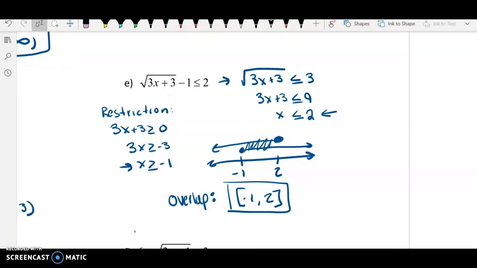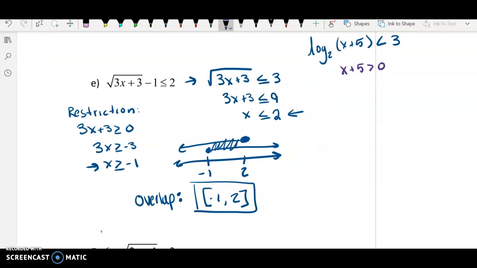The square root inequalities here are pretty much the same thing as when you would have a log. If you remember when we had a log, so log base 2 of x plus 5 is less than 3, two things that you would do is you would say, okay, x plus 5 is greater than 0, and then you would also go ahead and solve this log. You would find those x values and put them on the number line to find where your solution would be as an interval.